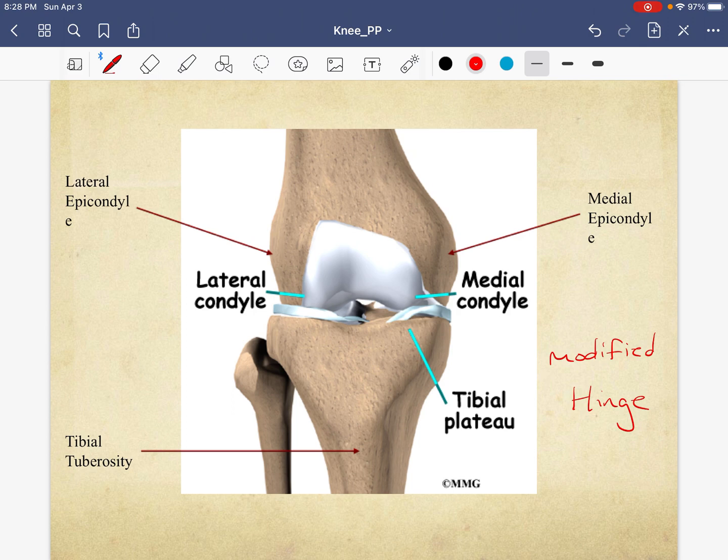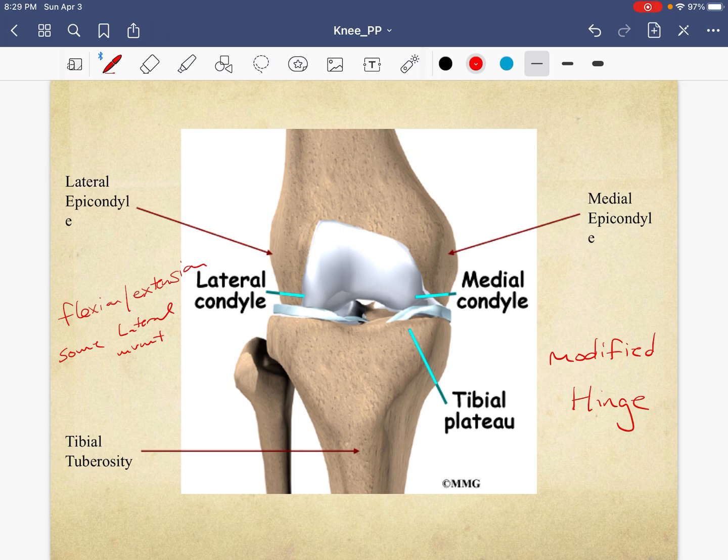You may recall the true hinge joint that we talked about was the elbow, the humeral-ulnar joint. That is a true hinge joint, the elbow. It can only flex and extend, much like a door can only open or close on its hinges. Here we have a modified hinge because we can perform flexion and extension at the knee, but as we're going to find out shortly, we can also do a little bit of lateral movement. And that's what makes this a modified hinge joint.